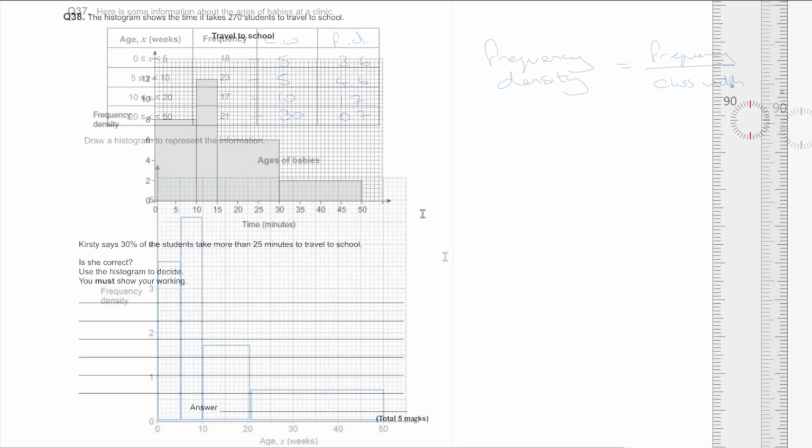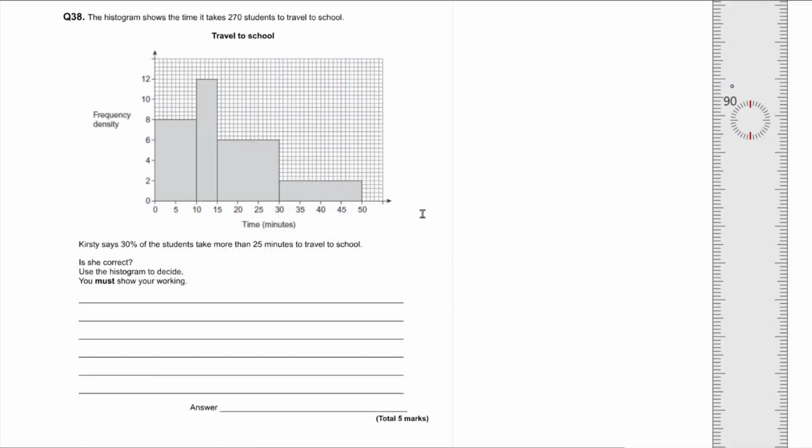It looks pretty good. Question 38, the histogram shows the time it takes 270 students to travel to school. Kirsty says 30% of the students take more than 25 minutes to travel to school. Is she correct? Use your histogram to decide. You must show your working. Right, so we're going to test that. We're going to find out how many people we think take more than 25 minutes to travel to school and compare it with Kirsty's 30%.